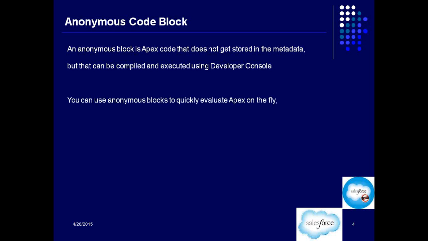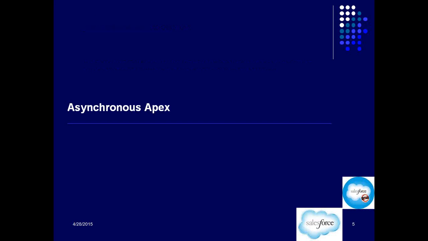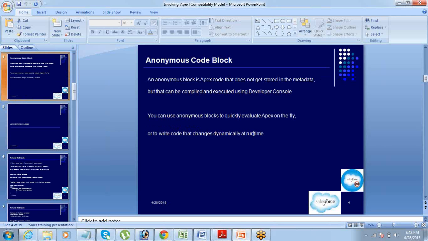You can use anonymous code blocks to quickly evaluate Apex on the fly. So if you just want to quickly check whether that particular two-liner Apex is working or not, you can check Apex on the fly. Let's say you just want to create an account and check if the account is getting created or not. You can just write Account a = new Account(); and insert a; for that, you don't want to write the complete method and stuff like that. Or to write code that changes dynamically at runtime, or any code which dynamically changes at runtime, instead of storing that code, you can just make those changes to the code and execute it. Okay, so where do we write this anonymous code block?